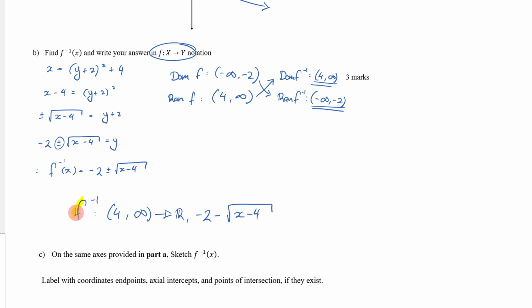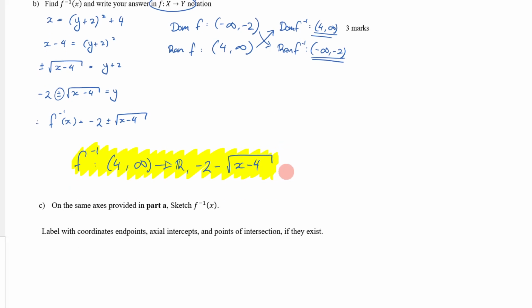So hopefully you feel somewhat comfortable with doing that. Nothing too outrageously difficult there, but just make sure that you're comfortable with all those key processes of swapping the x and y, solving for y, and then determining what the domain and range of the inverse is in order to figure out whether you are to consider the plus or minus. It's really important that you can go through all those steps, which is quite a few steps, and are comfortable with it.